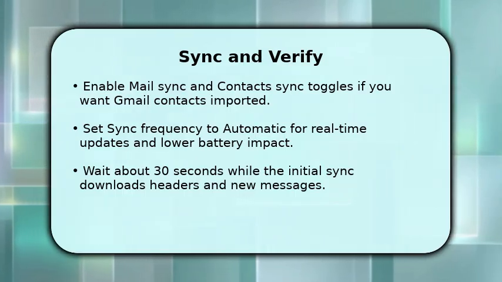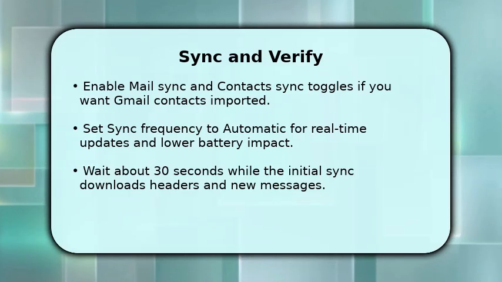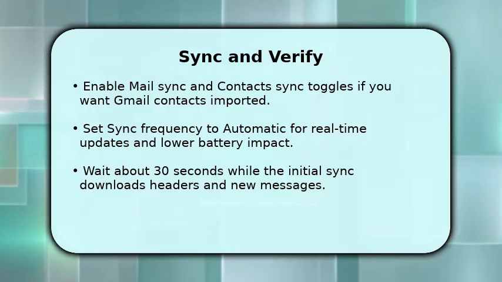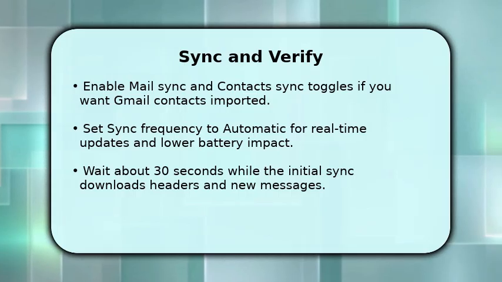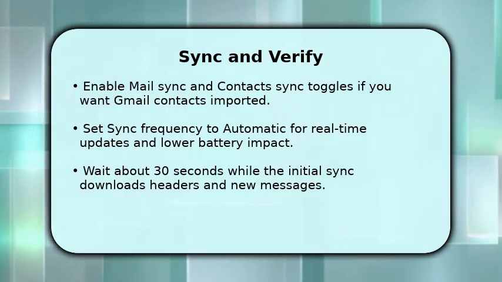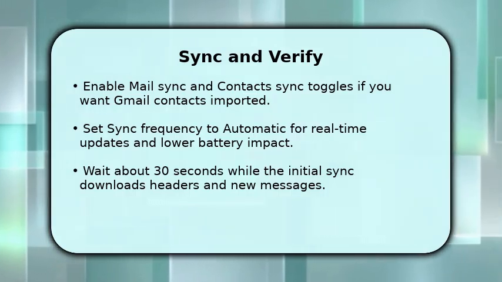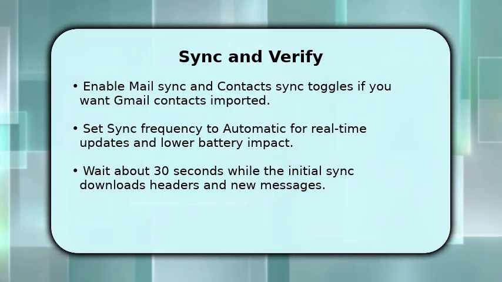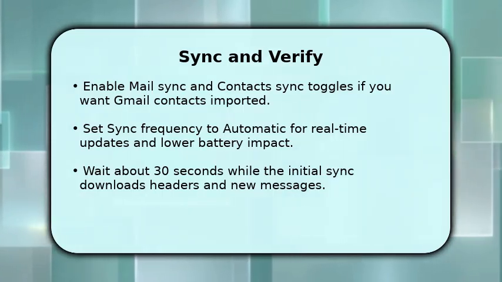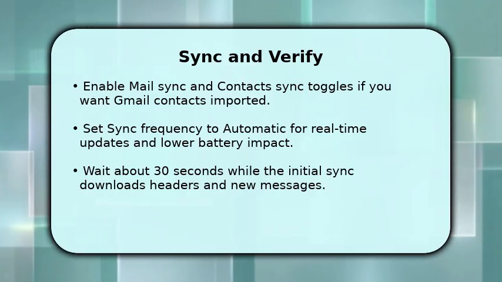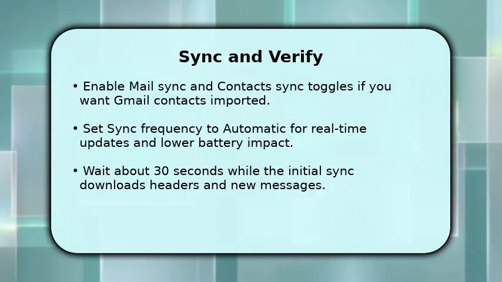Enable Mail Sync and Contacts Sync toggles if you want Gmail contacts imported. Set sync frequency to automatic for real-time updates and lower battery impact. Pick notification preferences for new mail alerts and badge counts on the app icon. Tap Save to confirm settings and begin fetching your Gmail messages immediately.